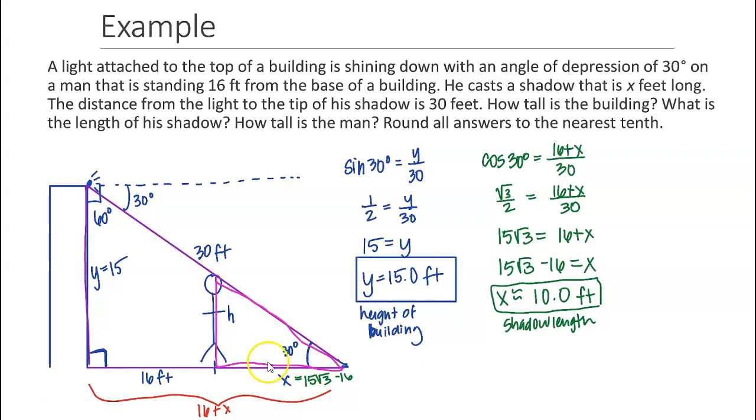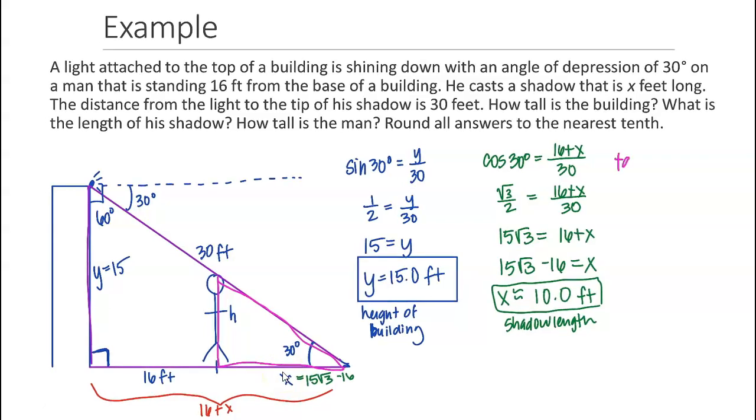Inside of this smaller triangle, I have one of the sides. I have an angle, 30 degrees. I want its opposite side because that's the height of the man, the last thing left. And I have its adjacent side. So I can set up tangent, opposite over adjacent. Tangent of 30 degrees is equal to opposite h over the adjacent side length.